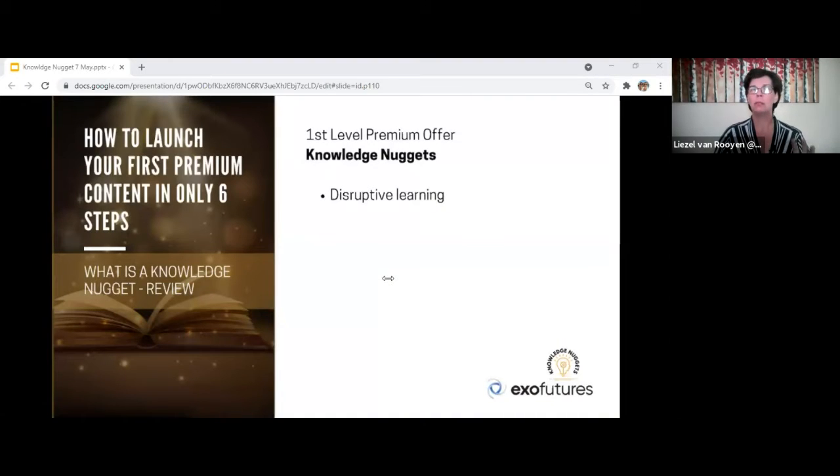Good. So for the purpose of today, it's very important that we remind ourselves of what the characteristics of a knowledge nugget are. Keep in mind there are other characteristics and none of this is fixed. So let's have a quick look at that. First, it is disruptive in learning. What this means, it's future focused as well.